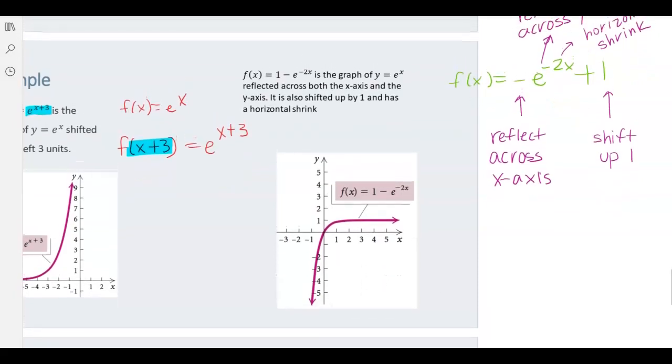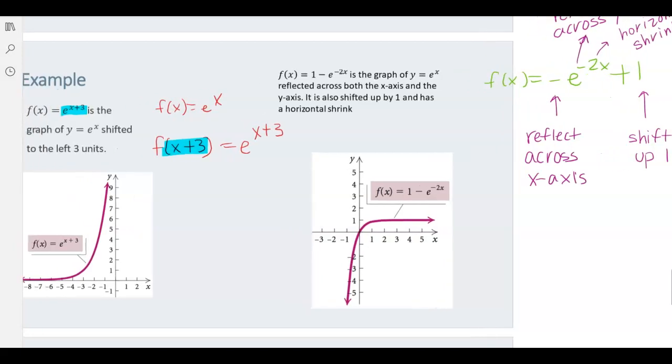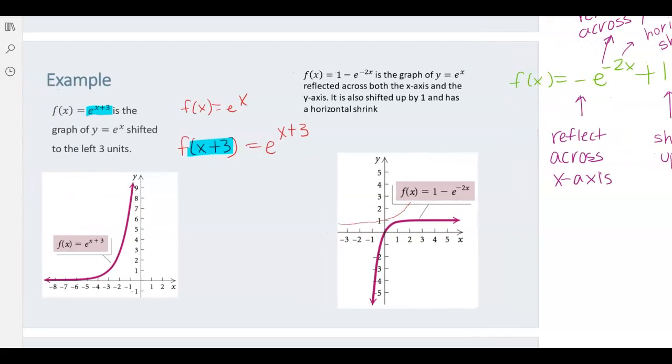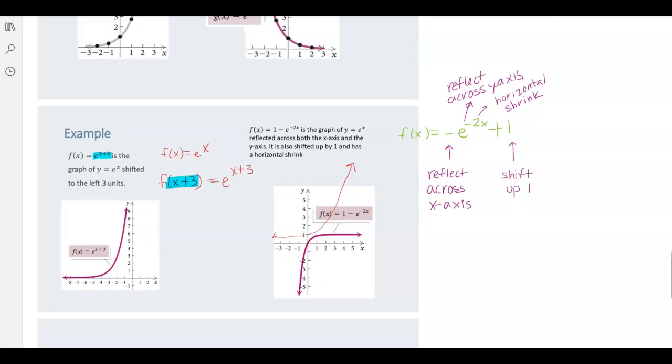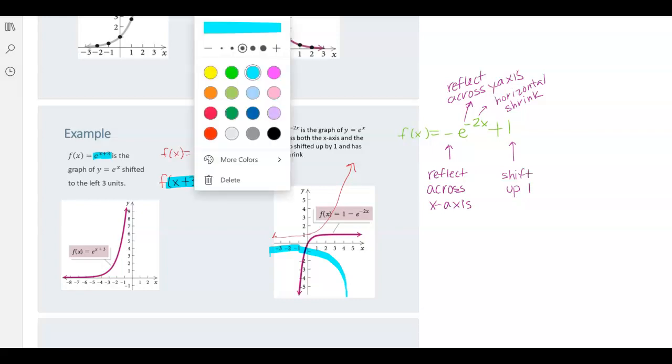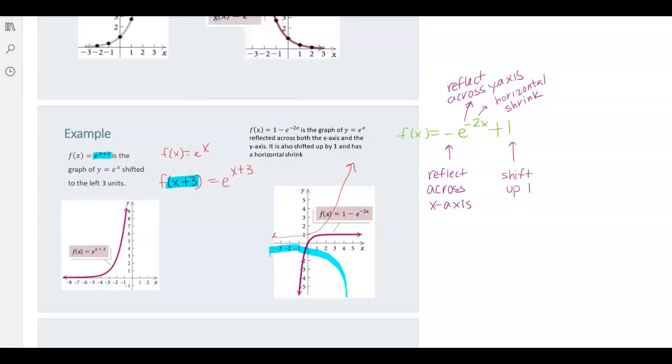So the original graph, e to the x, would have been like this. We can see that we reflected it across the x-axis. Across the x-axis would have been here. Then reflecting across the y-axis would have been, so we had here, and then back over here would be across the y-axis, right? Back over here. And we're shifting up by 1.